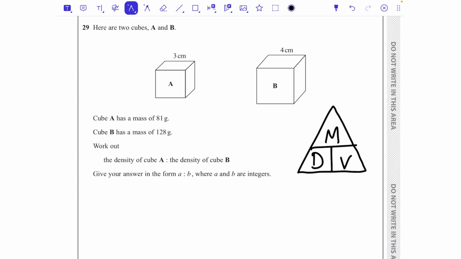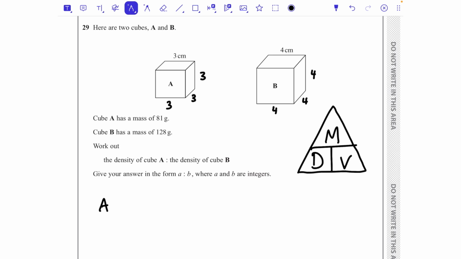Now, to be able to work out the density, if I'm covering up density, I'm doing mass divided by volume. I've got the mass, that's given to me in the question, but I don't have the volume. The volume is what we're going to need to work out. Now, the volume of a cube is length times width times height. So that's 3 times 3 times 3 for that cube, and 4 times 4 times 4 for that cube.